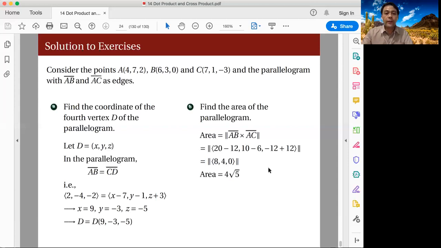So that ends our discussion for these two operations that involve vectors. You will be encountering this more often as you go to higher mathematics. So I hope that you remember these two important vector operations.